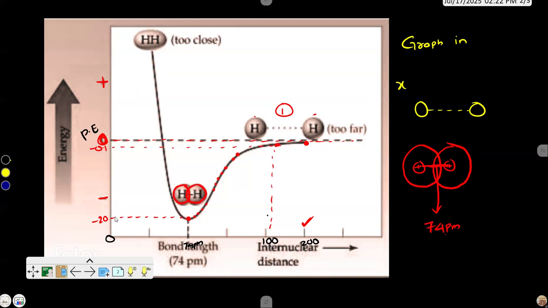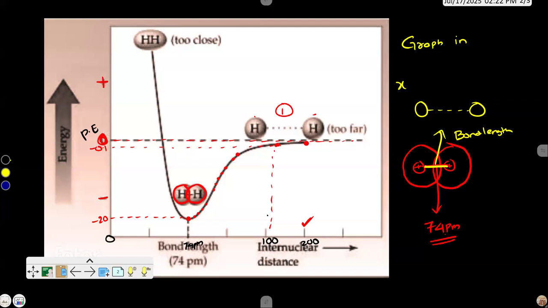Now these hydrogens, always anything in this world wants to be at minimum potential energy. Okay. So these hydrogens want to be present at this length. Whenever they are present at this length, they are stable. So this 74 picometer distance between these two nuclei is called the bond length of that atom.